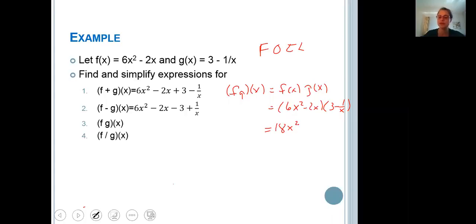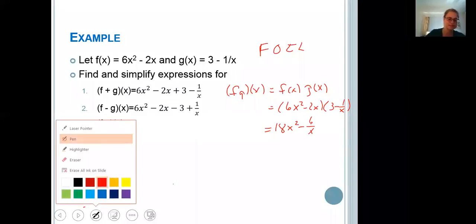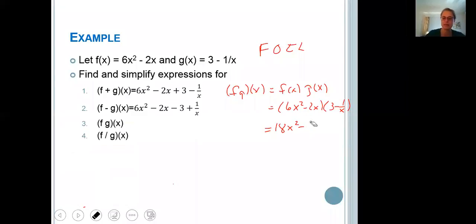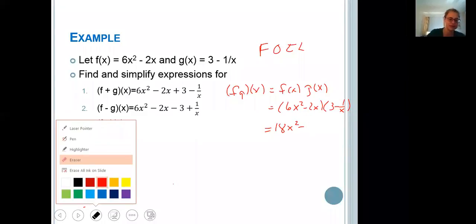Outer times outer, and the minus sign is stuck to the term that it follows. So that's 6x squared times negative 1 over x. So that's going to be minus 6 over x. Nope, sorry, that's not right. Minus 6x is what that should be.